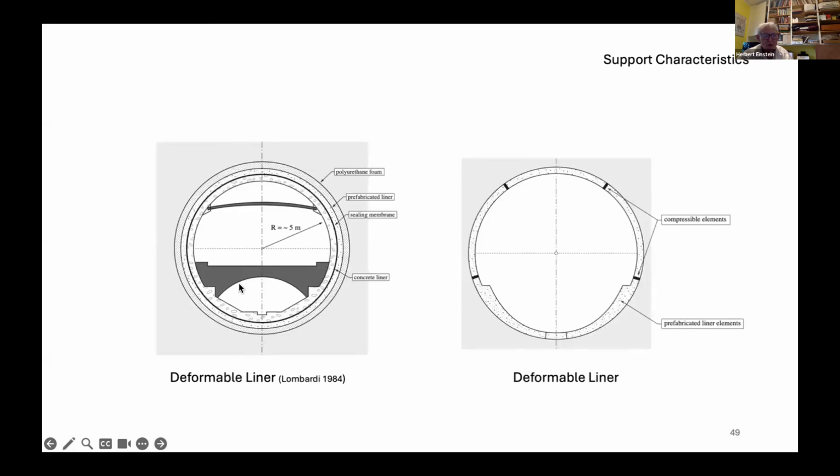And then we have deformable supports, again, one by Lombardi here, there's this foam out here, or we can have deformable elements here. This is not necessarily, but Professor Beer, for instance, developed similar methods. This is not necessarily only something that is in Europe.